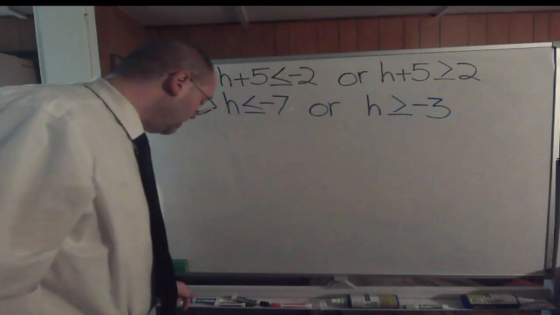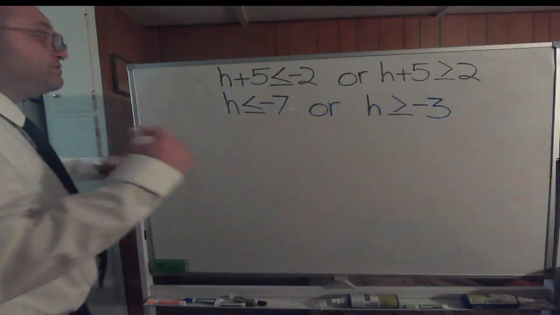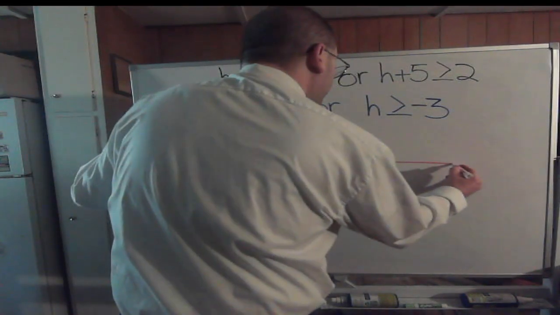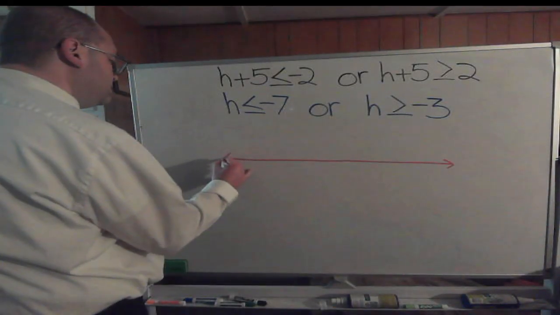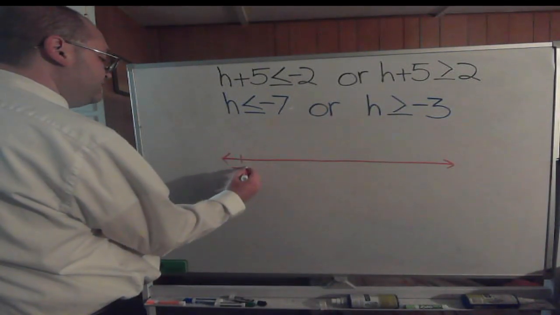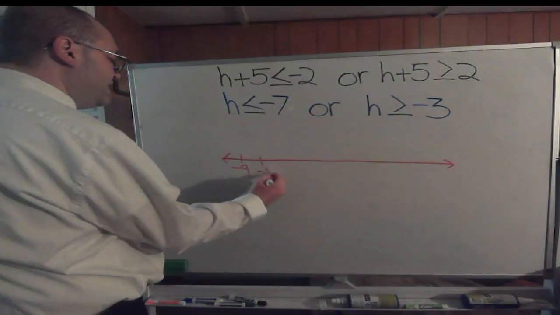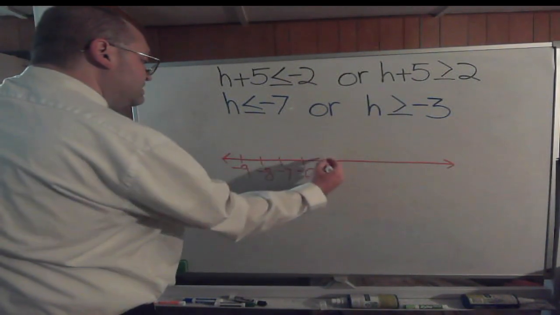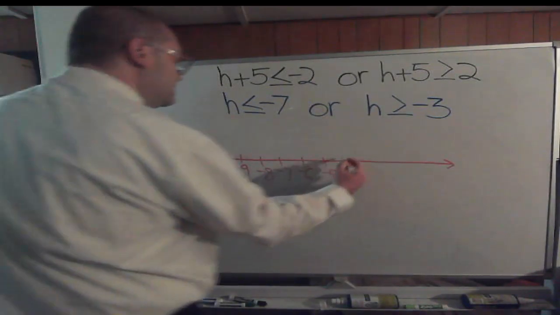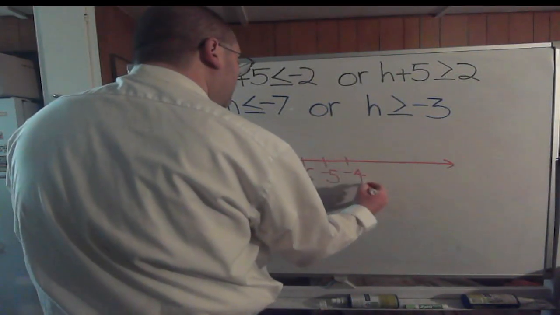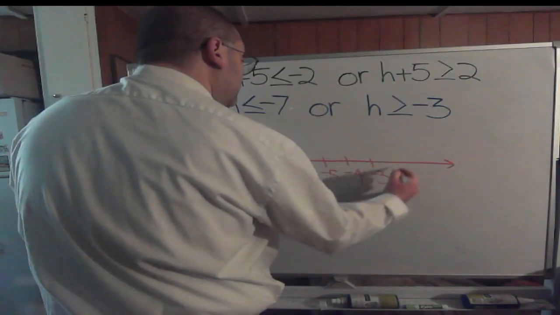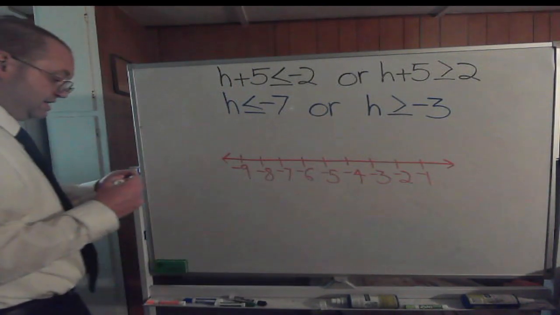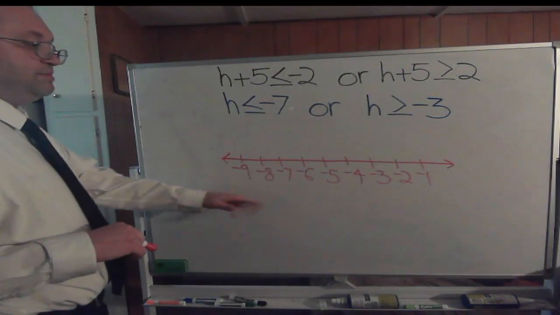All right. Now we have to graph. Let's see. Negative 9 I'll put there. Negative 8. Negative 7. Negative 6. Negative 5. Negative 4. Negative 3. Negative 2. And then negative 1. All right. So I have a very good representative sample here.